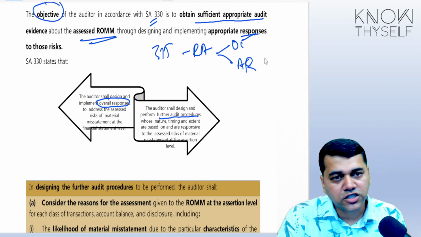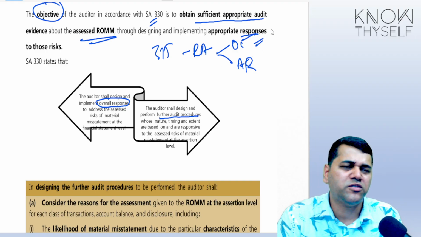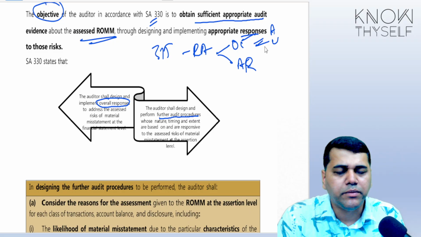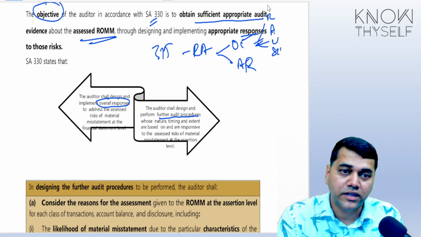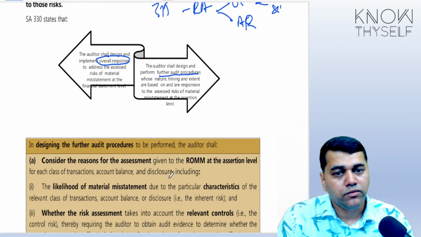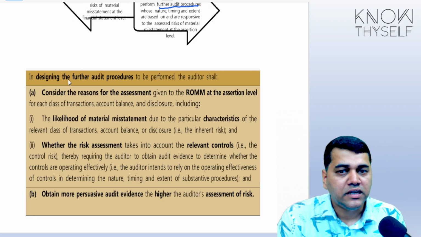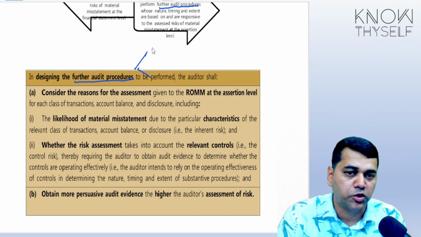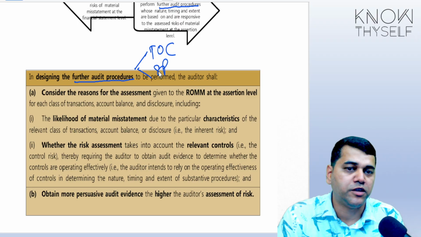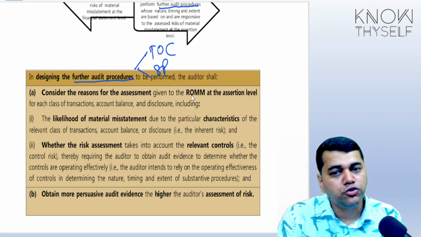Now, they have not discussed the overall response here. What is the overall response? Being alert, having unpredictability, bringing in a special team, supervision, revenue analysis. These are the three or four responses you can provide. They spoke particularly about designing the further audit procedure, how you should decide, because you have two further audit procedures, TOC or substantive procedure. Among these two, which one should you choose?